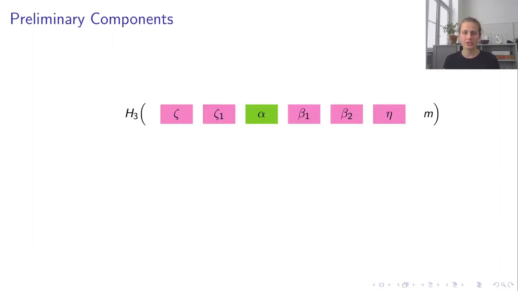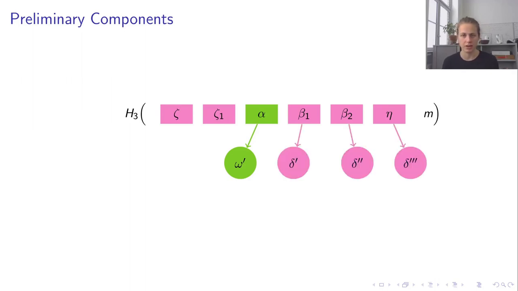So here's a hash query that was made for a special signature. We know that for each of the group elements that is contained in this hash query, the adversary has to submit a representation. So from this representation, we can compute what we call preliminary components. And these correspond to components of the actual signature. And we want them to not be the same as the corresponding component in the actual signature. So for the green part, we have an omega prime. And for the pink part, we actually get three preliminary potential values.